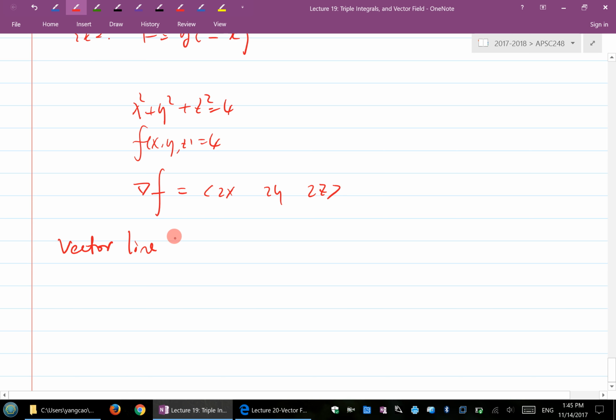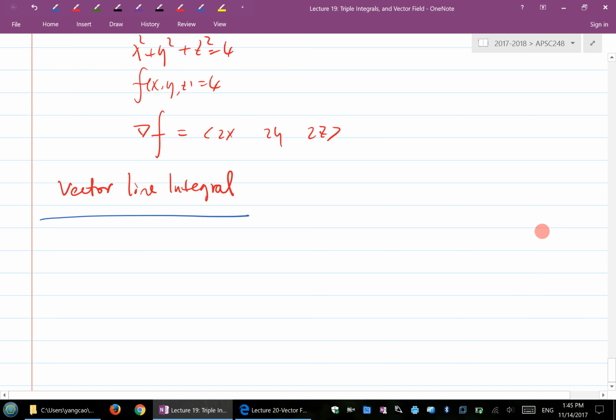So, vector line integral. Okay, so I have a few minutes. I'll just start it, and we may not be able to finish much, but I'll start this part here. I'll start from the very beginning. It's a very simple case study.